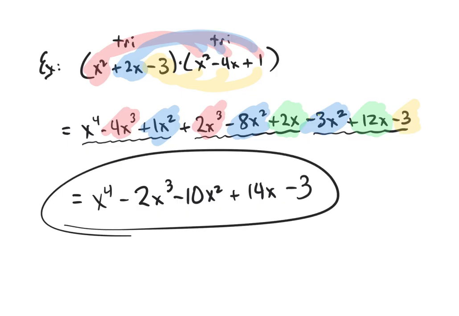And so our multiplication then, x to the 4th minus 2x to the 3rd minus 10x squared plus 14x minus 3. Okay, so I use the distributive idea there. And the final example for this video then is going to be using the vertical method. But I'm going to give you a different type of multiplication to do.